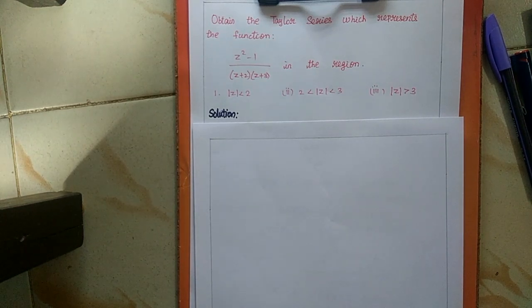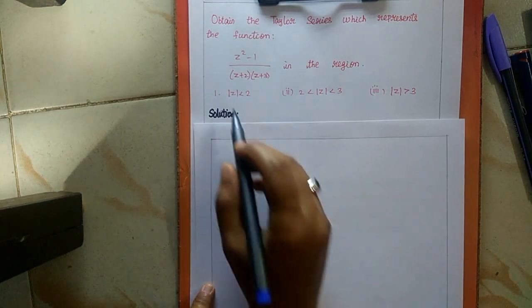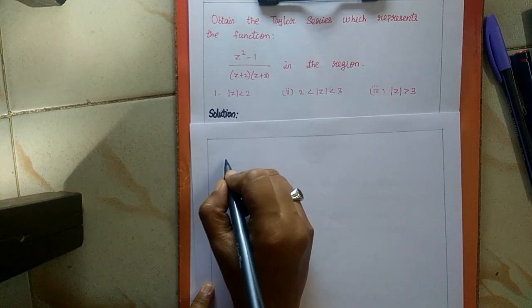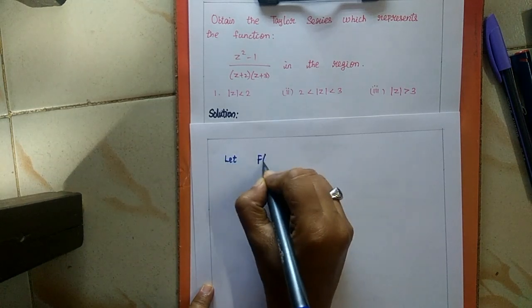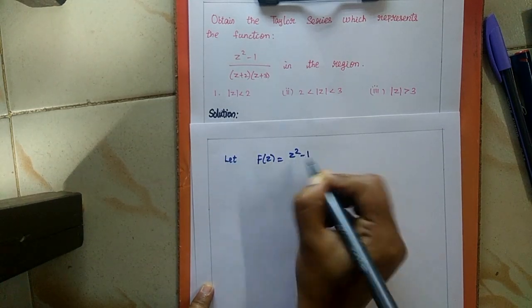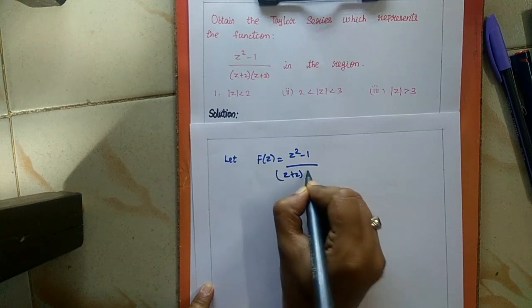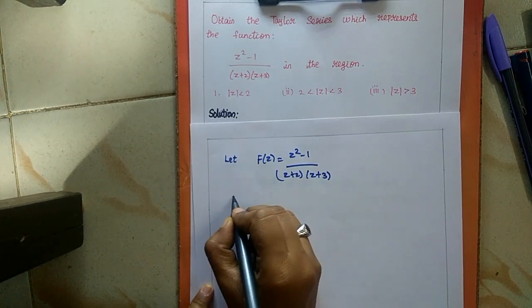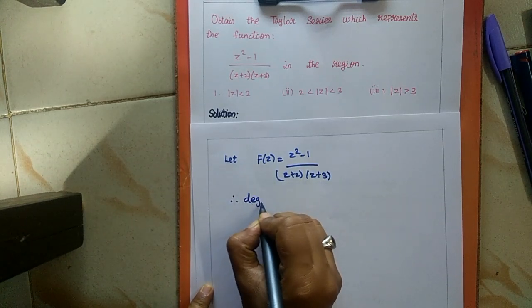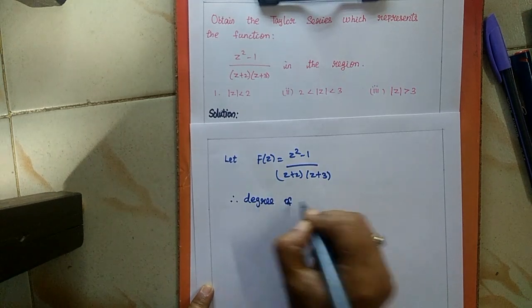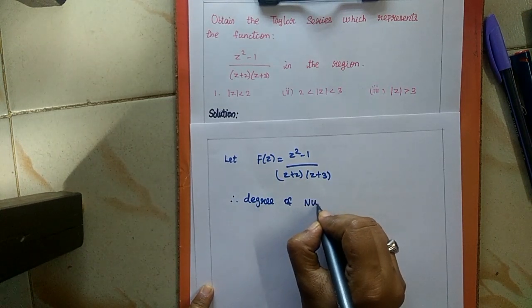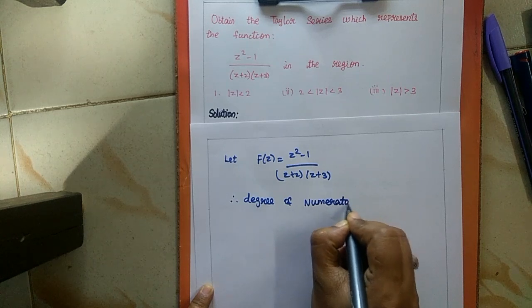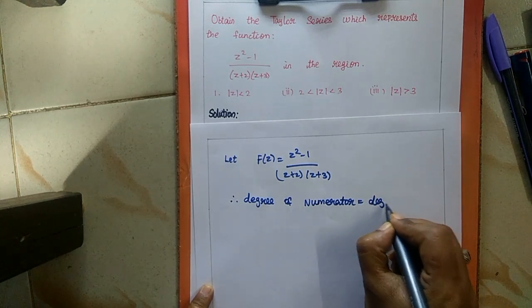இன்னைக்கு நம்ம வீடியோல apply the Taylor series which represent the function ஒரு question பார்க்கலாம். இதுல conditions ஒரு 3 conditions இருக்கு. First function நம்ம எப்படி எடுத்துக்கலாம்? Let f of z அப்படின்றது கொடுத்திருக்க function z square minus 1 by z plus 2 into z plus 3. Now check whether the given function is degree of numerator which is equal to degree of denominator.